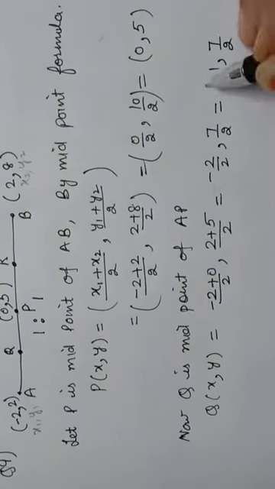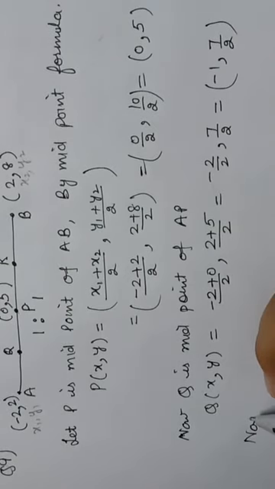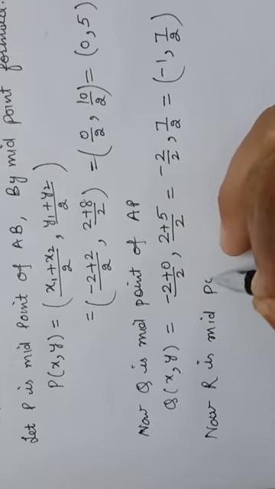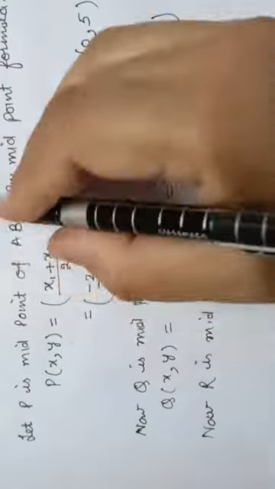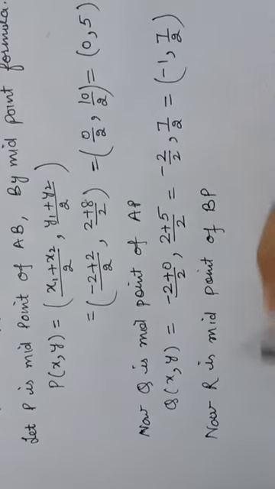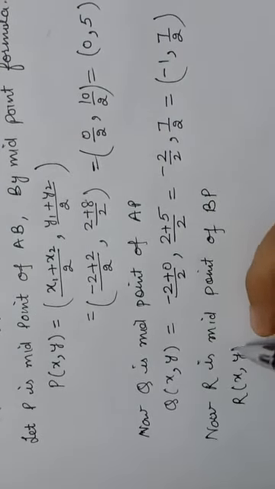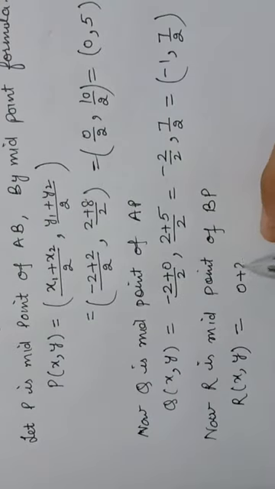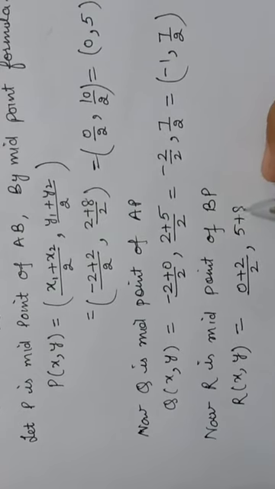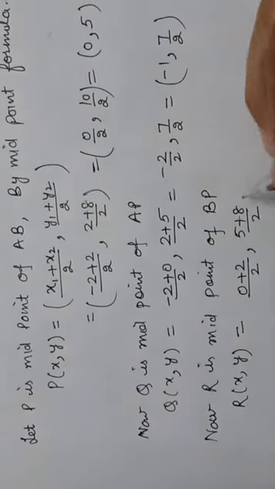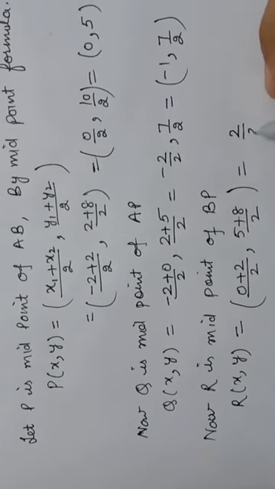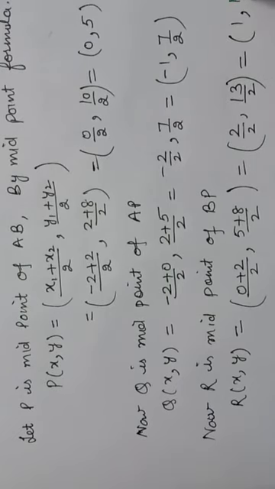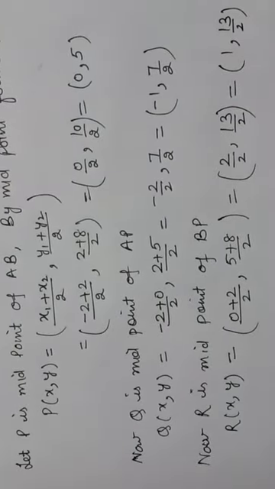Now R is the midpoint of which line? The second half. What is the second half? The second half is BP according to the diagram. So the coordinates of R will again be (x1 + x2)/2 and (y1 + y2)/2. Now after solving you will get the answer. It will be this. So this is your answer.